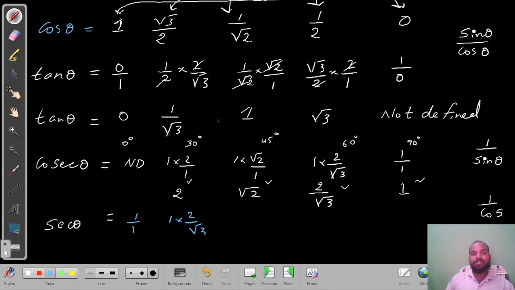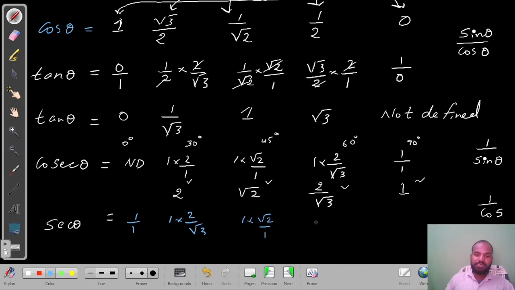So 1 by cos, right? What is the cos 30 value? Root 3 by 2. Just reverse it: 1 into 2 by root 3. Next, what is your cos 45 value? That is 1 into root 2 by 1. I am just reversing. Why? Because it is reciprocal, right? 1 by cos. So I am reversing the value.